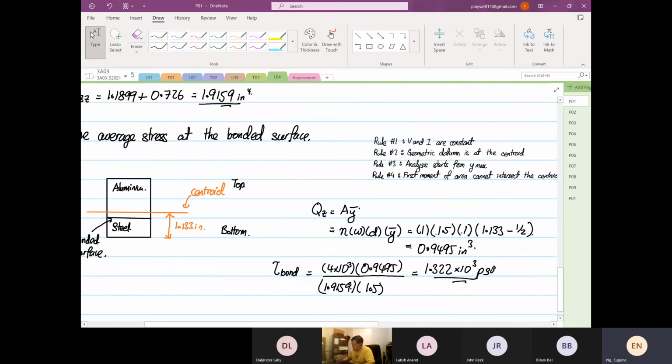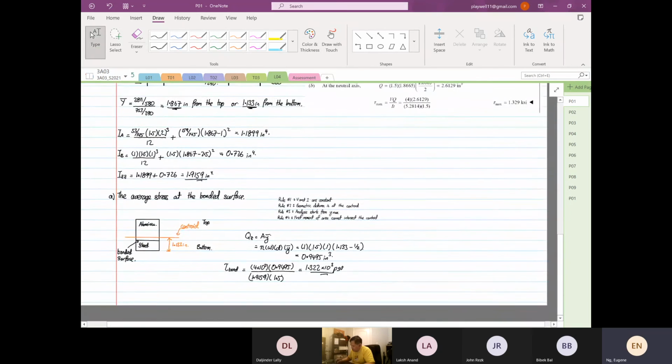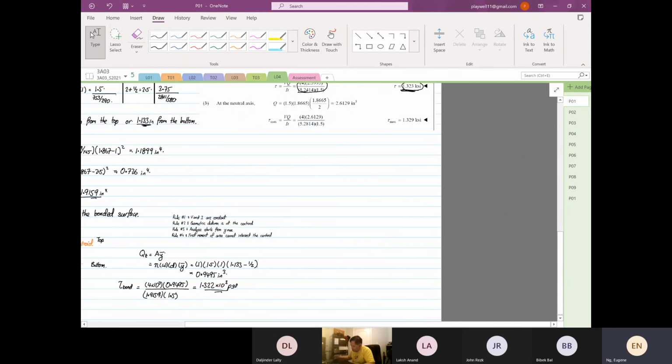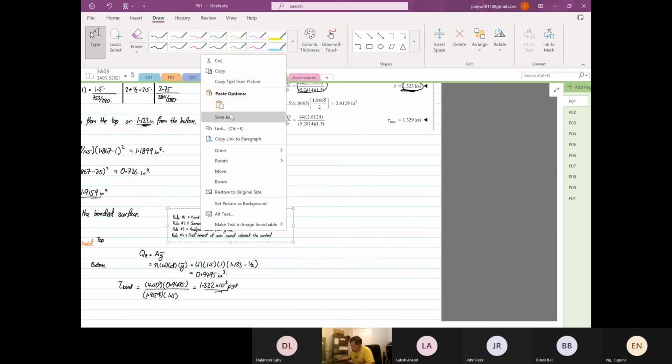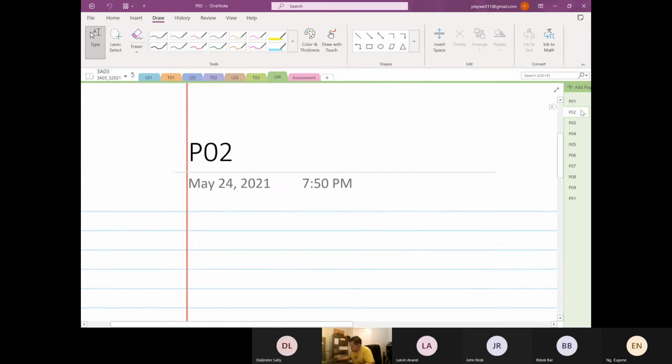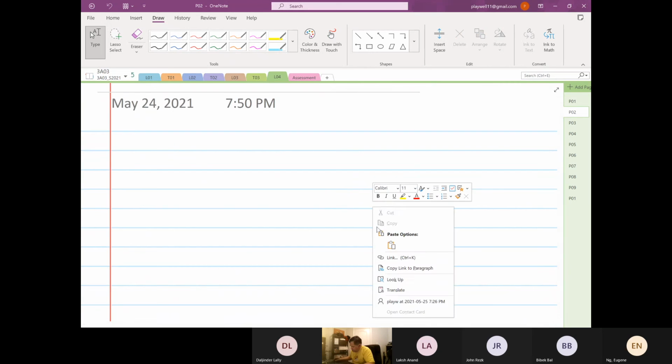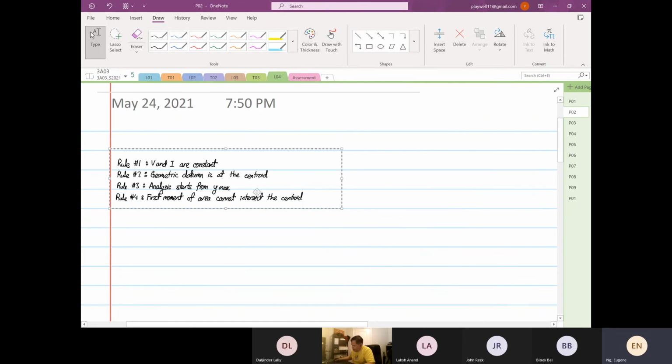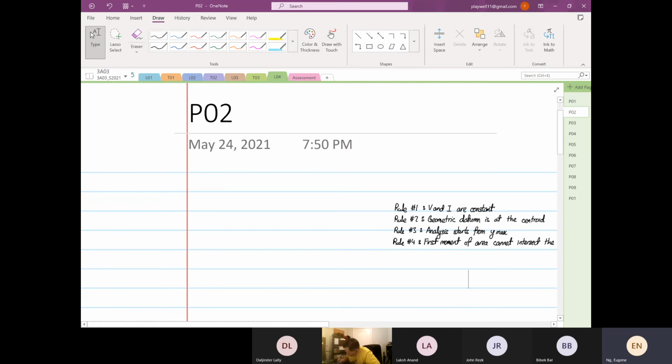Right. So the next part is B. Can I squeeze B here? No, I'm going to do it on a new page. I'll still put the rules. So for B, you're going to find the maximum shearing stress at the centroid.